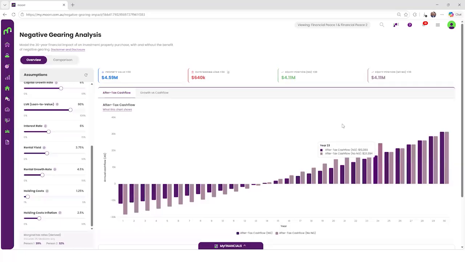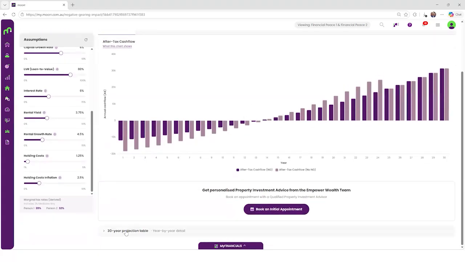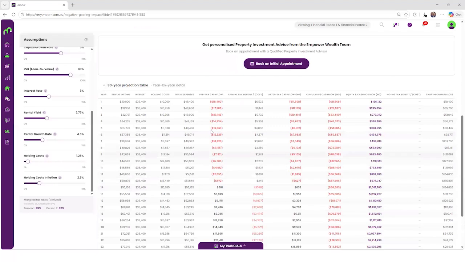And that timing of that loss can be important for some people who need that additional cash flow to stay in the market. But if you're in a fortunate position where you've got some solid cash flow coming through, then you don't necessarily need to be able to do that. So you can see here in terms of the property value, it's also worked out the loan, the equity that I've made over time. And if I scroll down a little bit more, I've got a 30-year projection here.